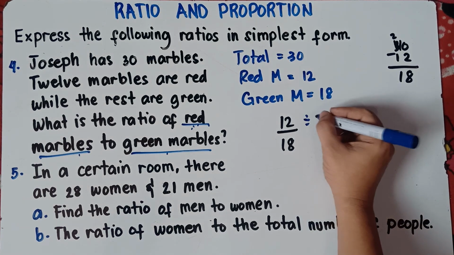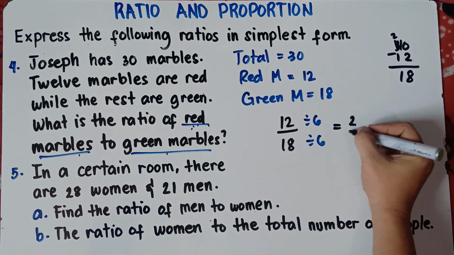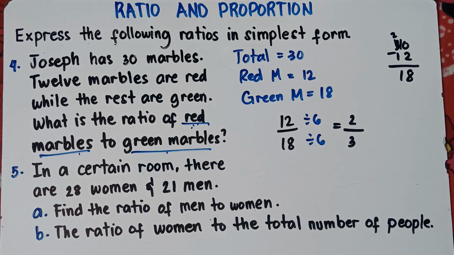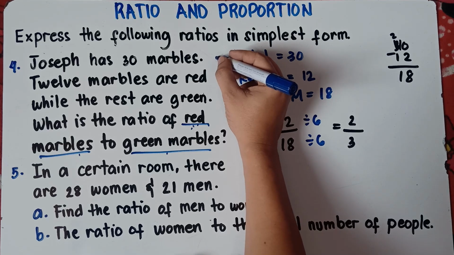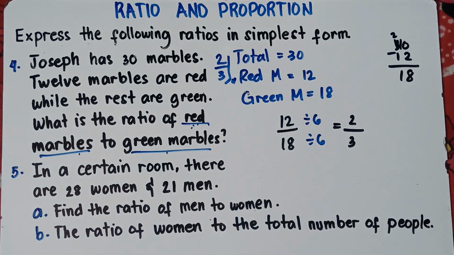So we can divide this one by 6. Divide by 6. Therefore, our answer is 12 divided by 6, that is 2. 18 divided by 6, that is 3. That's it, class. That's the answer for number 4. 2 over 3. 2 is to 3. Alright, that's the answer for number 4, 2 over 3. So I will just write it here, 2 over 3 for number 4.